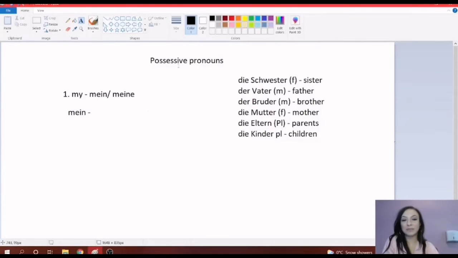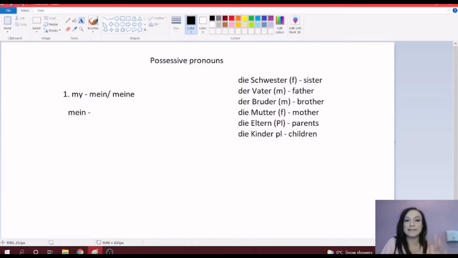Okay, let's see how possessive pronouns are used in German language. So in English, those would be like my, your, his, her, and so on. So possessive pronouns. And in German, as you see in the first person singular, that is my, there are two forms, mein and meine. So when should we use what form?